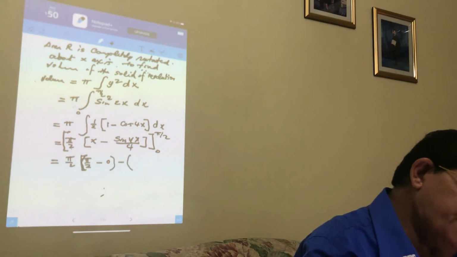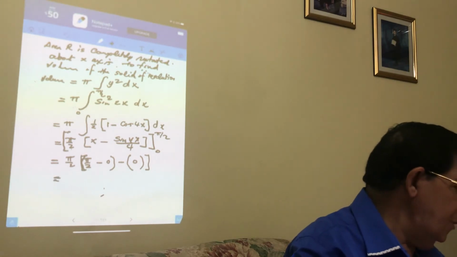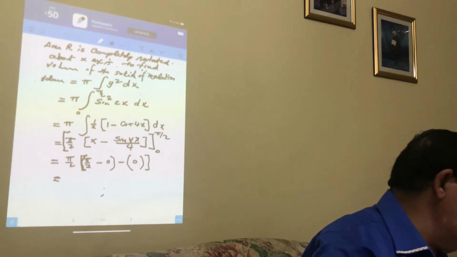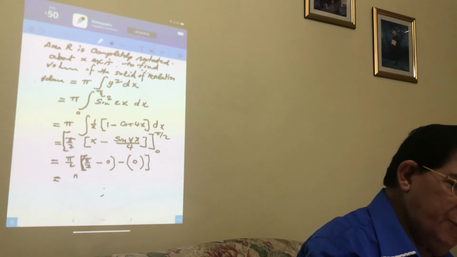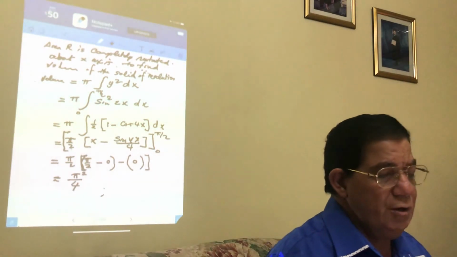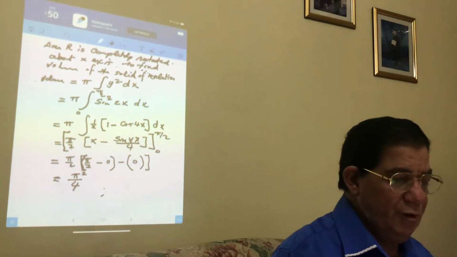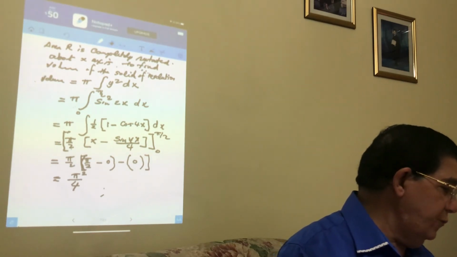Minus, we substitute 0, and sine 0 is 0. Therefore, the answer to this integration is pi squared divided by 4. And this is the volume of the solid of revolution.